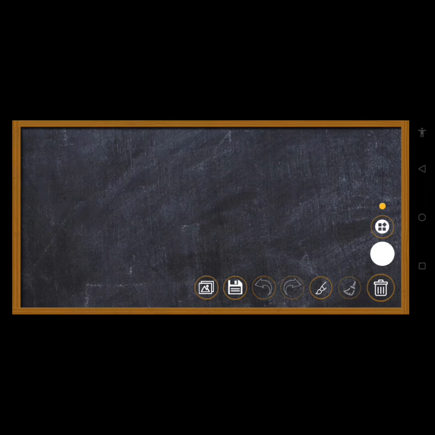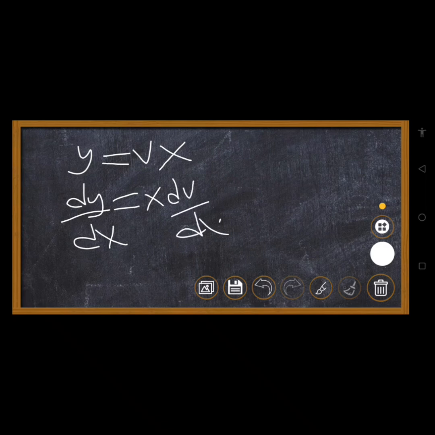So let's just summarize this. Step 1, you let y equals vx. You differentiate the expression: dy over dx equals x dv over dx, then you add v here. After you do that, you make v the subject of the formula if that's required, so you have v equals y over x. Okay, so that's how this is done.